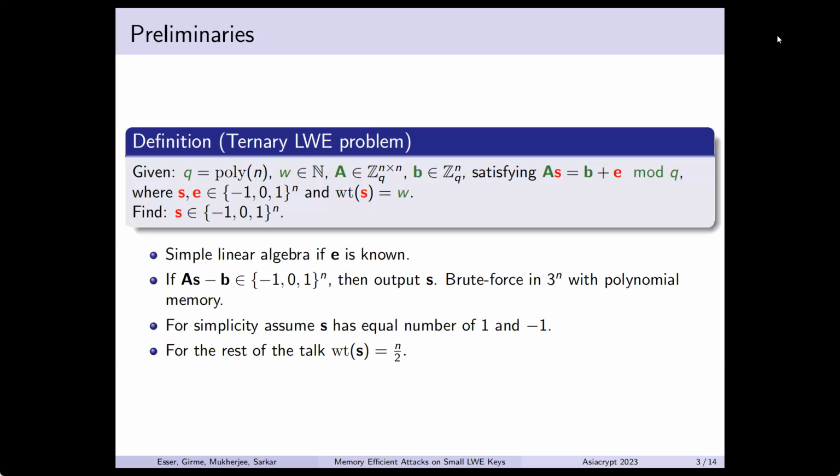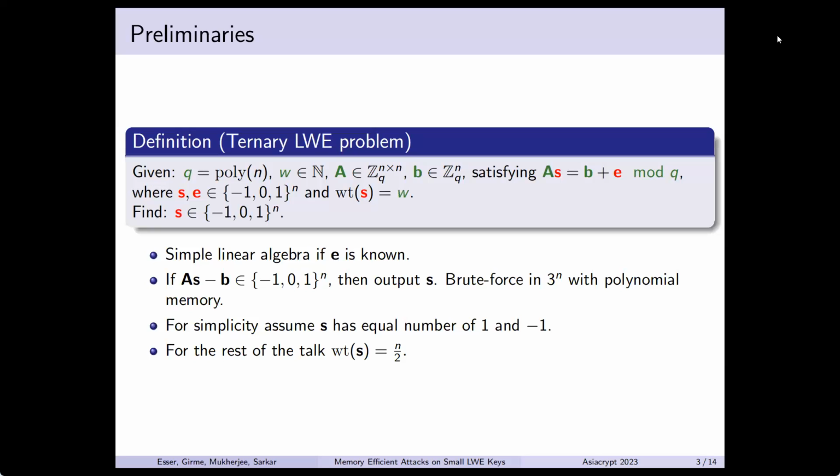If you know E, then you know B plus E, and you can just use simple linear algebra to recover S. But we do not know E, so we can brute force it by looking at AS minus B, and you keep on using different S until AS minus B is a ternary vector, and whenever you get that, you can output that S. And since S is a vector of length n and each entry has 3 choices, it will take at most 3 to the power n time, times a polynomial factor.